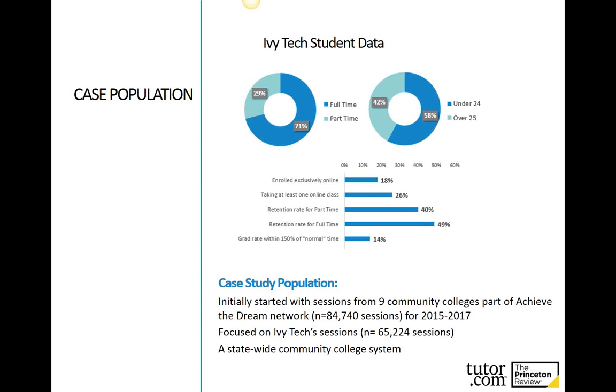So give you a little bit background on the case population. We worked with the Ivy Tech student data. We initially started with the sessions for 9 community colleges that are a part of the Achieve the Dream network. So that equated to about 84,000, almost 85,000 sessions that we had in front of us. And that takes place between 2015 and 2017. We decided to focus on Ivy Tech because they do have 65,000 plus sessions.